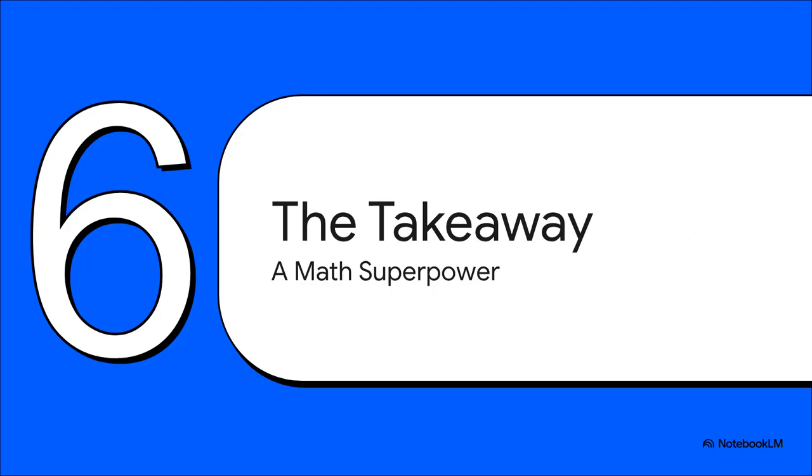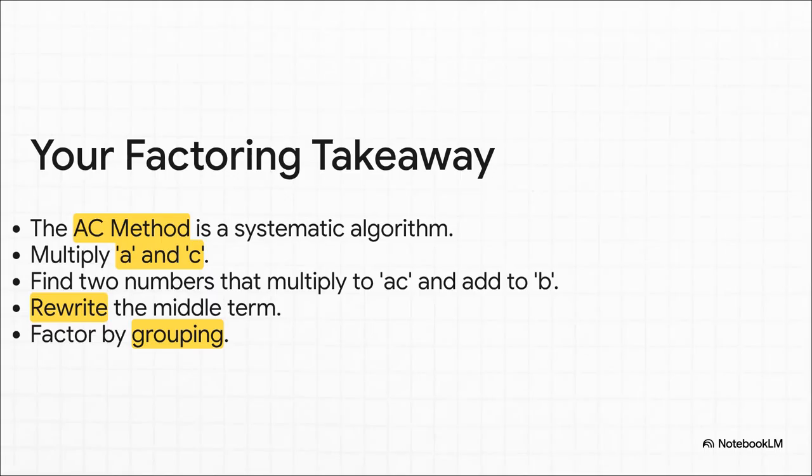So, let's wrap this all up. What's the big idea to remember from all of this? What's the new superpower you've just unlocked for your algebra toolkit? What this all comes down to is a shift in strategy. The AC method is a system. It's an algorithm. It transforms what can be a really frustrating guessing game into a reliable, step-by-step process you can trust. It takes the anxiety out of these problems and gives you a clear path to the answer.